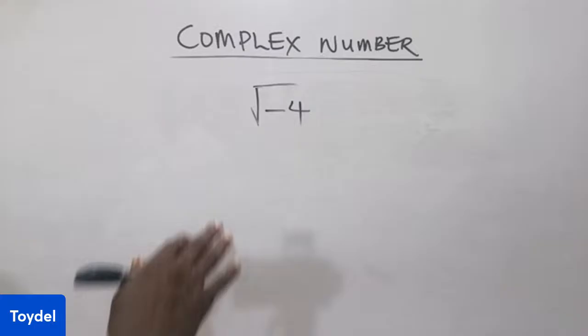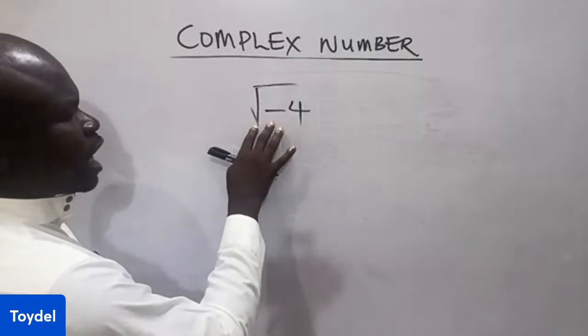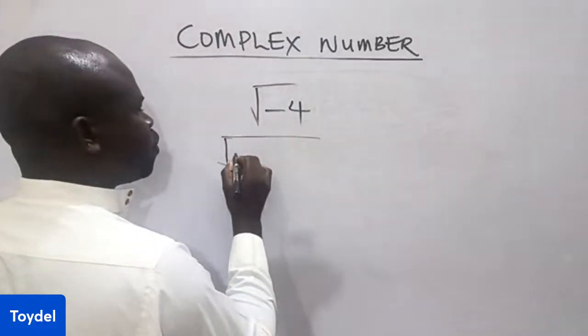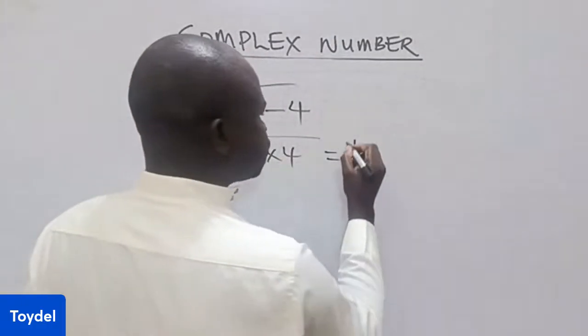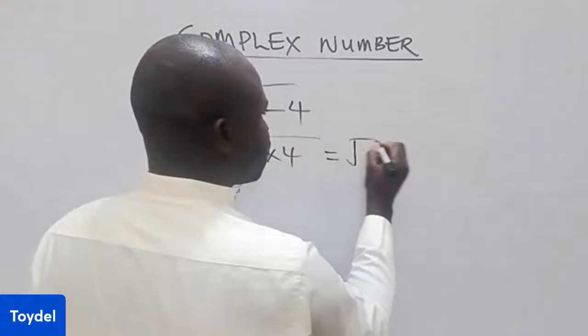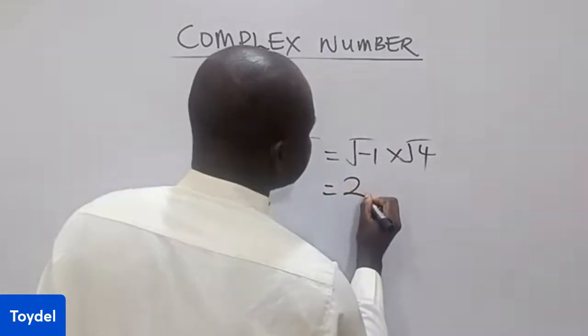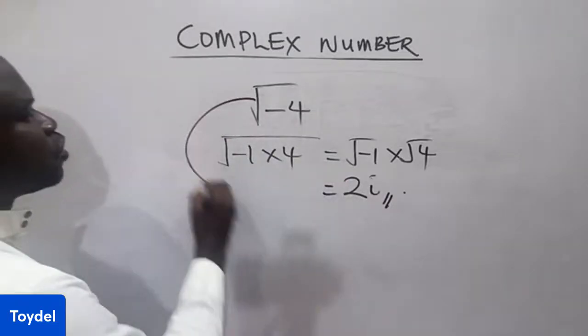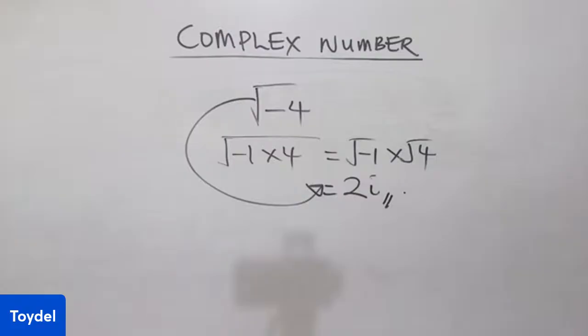But the only thing that we can do here is that we can split this into 2. That is to say, square root of -1 times 4. Of course, -1 times 4 is -4, so we are on the safer side. Then this is the same thing as square root of -1 times square root of 4. What is square root of 4? That is 2. Then from our knowledge of complex number, square root of -1 is equal to i. So the value will be 2i. So we can only get the solution to square root of -4 in the complex sense.